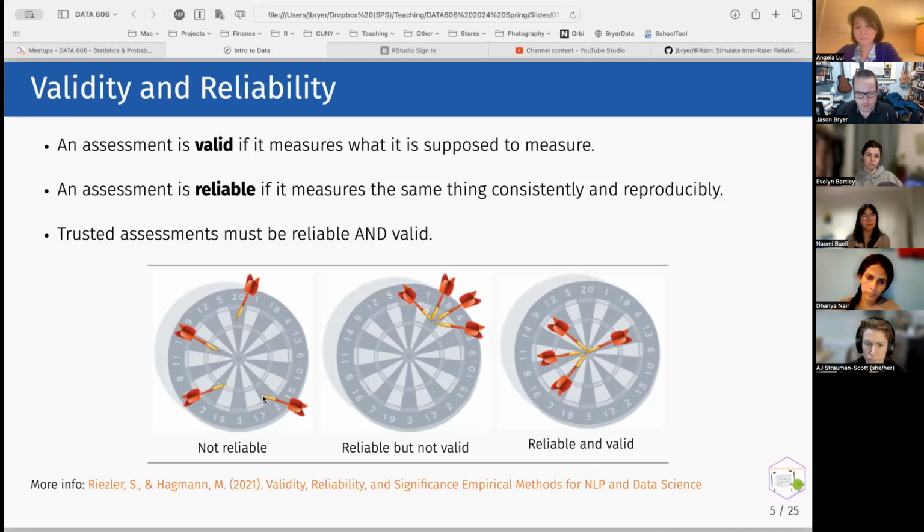So here, right, we can have non-reliable. If we think of trying to get to the bullseye, that's what we're trying to measure. Well, we can just have plain non-reliable. We throw the darts, they're all over the place, right?